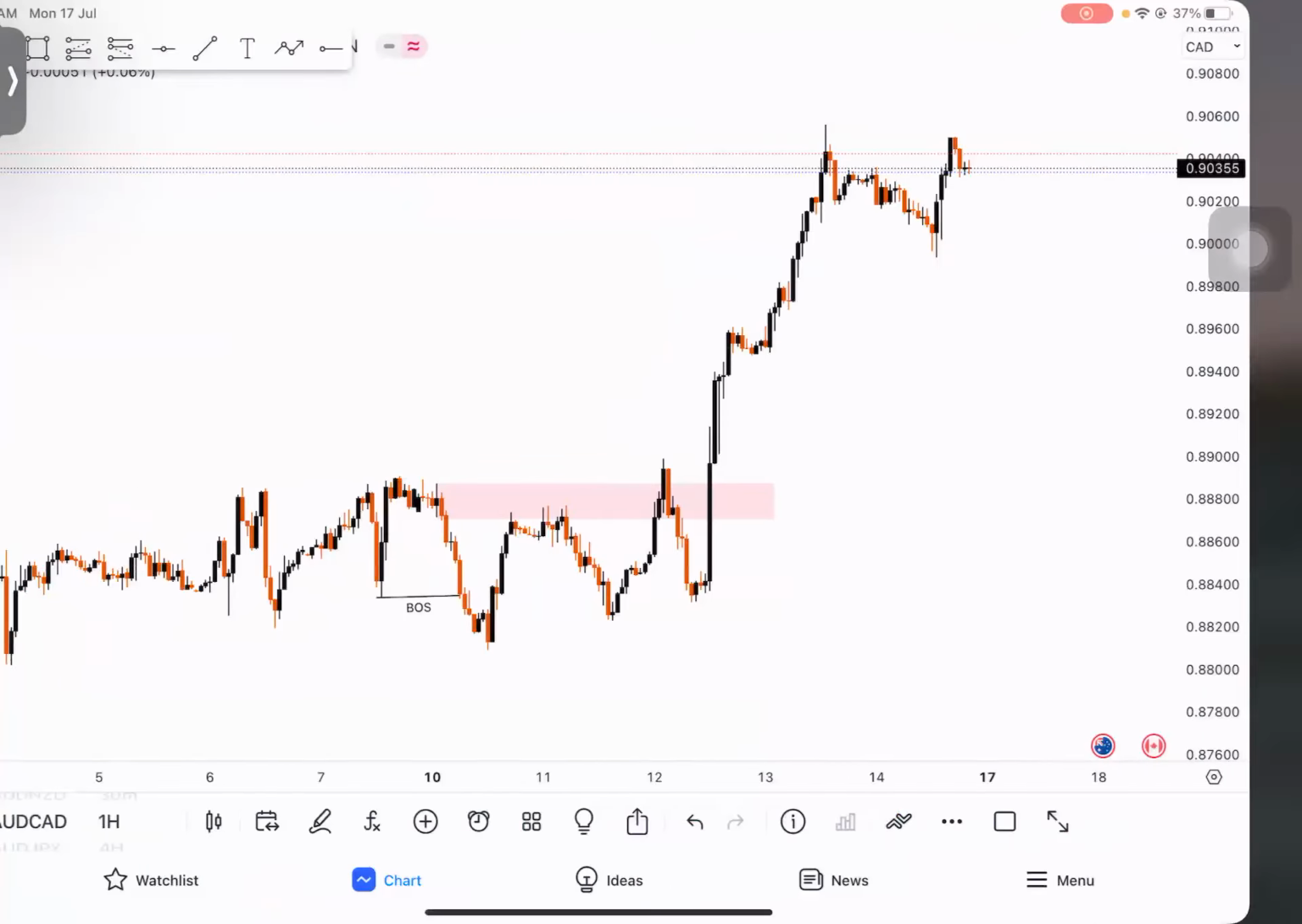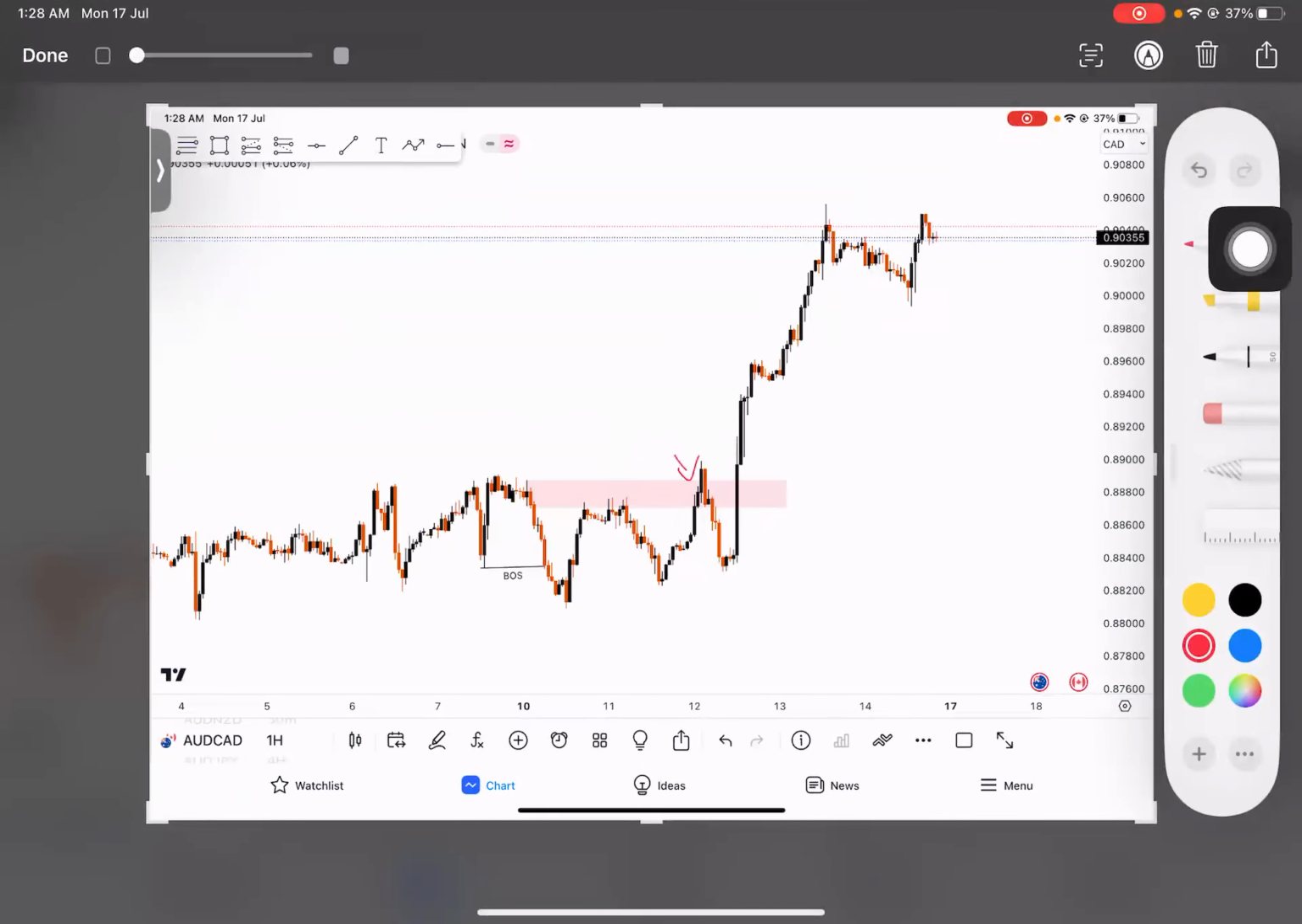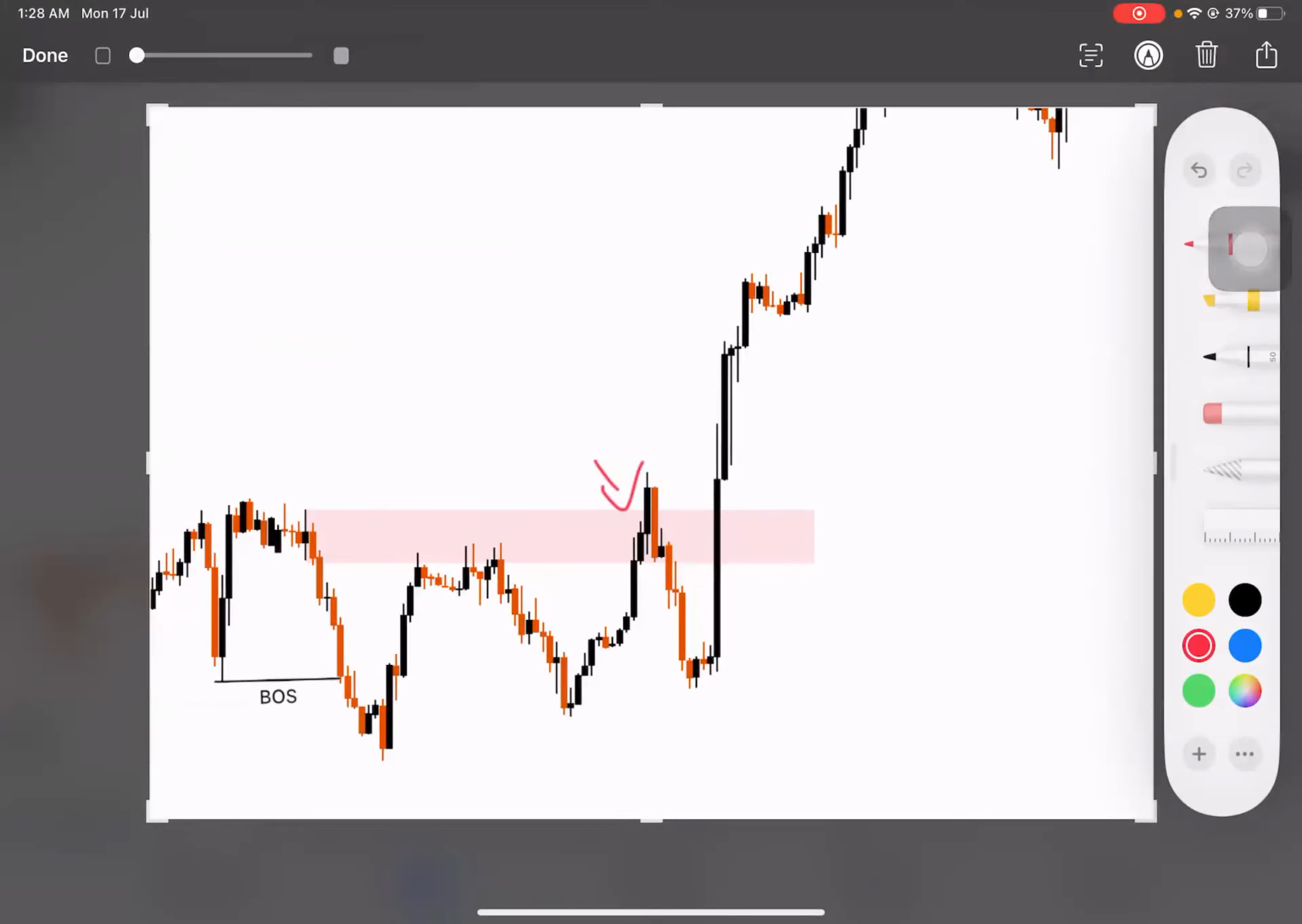This area is because of the bullish force. This is the first breakout, but after the breakout, what did it form? It formed the bearish engulfing.